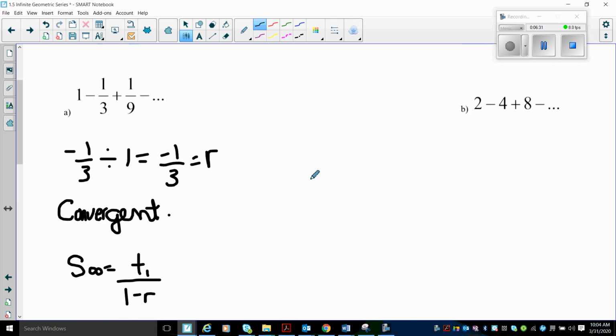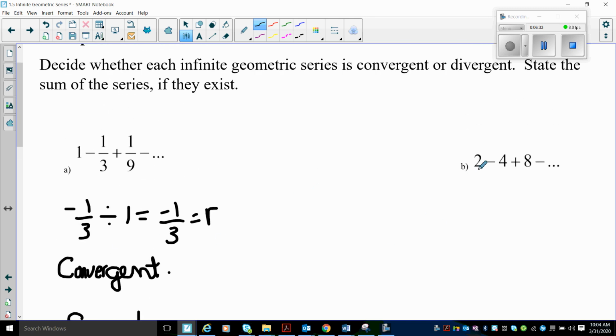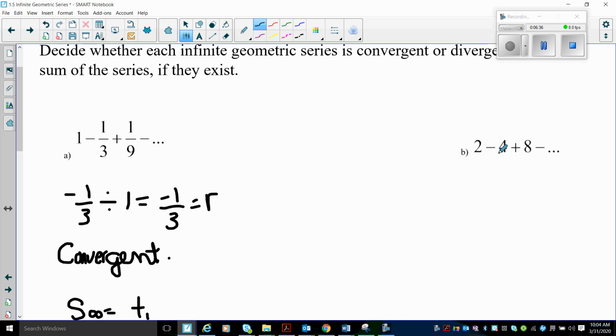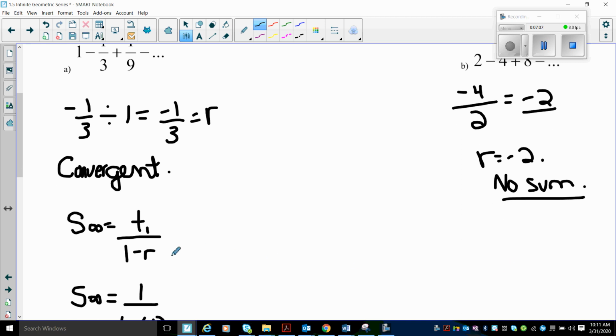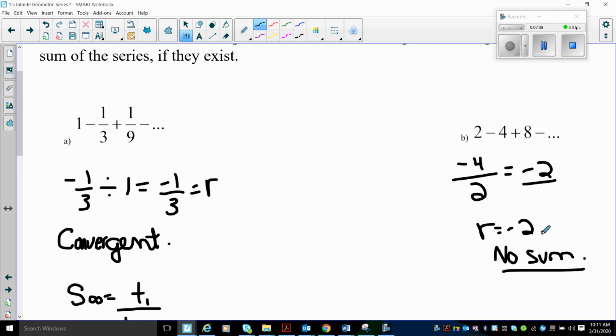Let's try the second example. It looks like my first term is 2 and my second term is -4. If I divide -4 by 2, I will know what r is, which is -2. Because my r is -2, I can't solve this. It has no sum. Sorry about the pause. r equals -2, so it's divergent, so there's no sum. Luckily, we don't have to use the formula. There's no more work to do, so that was easy.